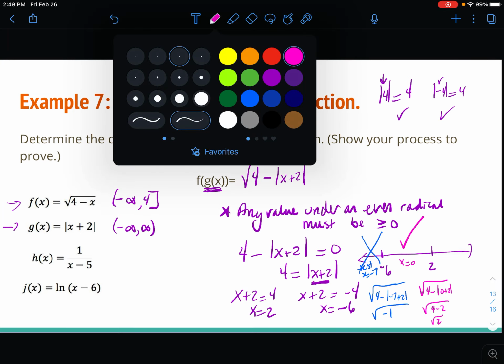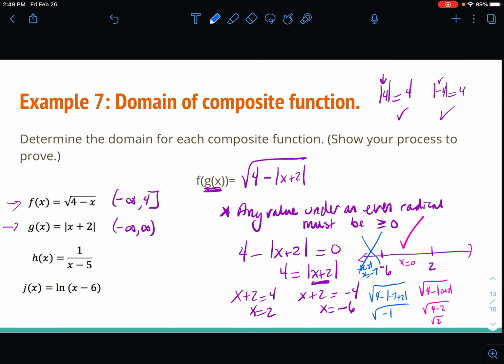And let's look at our last region. So the last region, let's test x equals 3. Let's try to say the right words this time. The square root of 4 minus the absolute value of 3 plus 2. And I'm just plugging these numbers in. You can pick anything to test that's in the region. And this will be the square root of 4 minus 5, which is the square root of negative 1, which is not going to work.